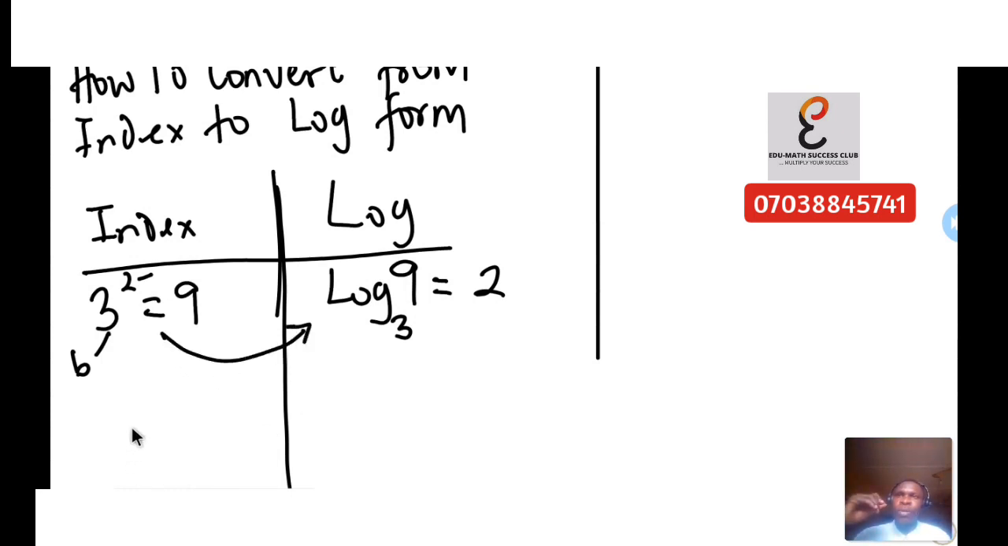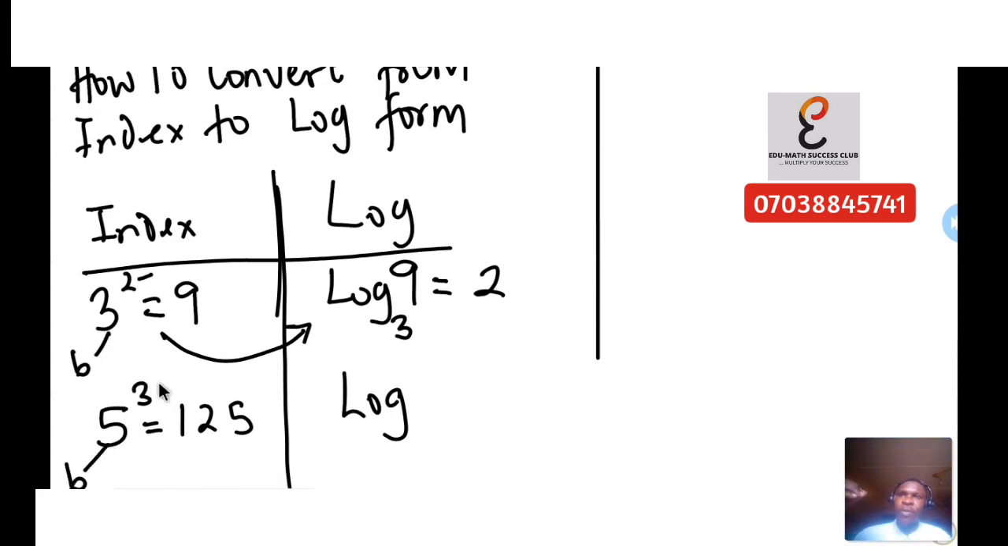Let's look at another example. 5 raised to the power 3 is equals to 125. You write your log. Now let's look at the base here. The base here is 5. That's the base. 3 is the power. Now this base, which is 5, will be here. Then you put in your equal sign. This is the power, 3. The power will be outside here. Then 125 will be right here.